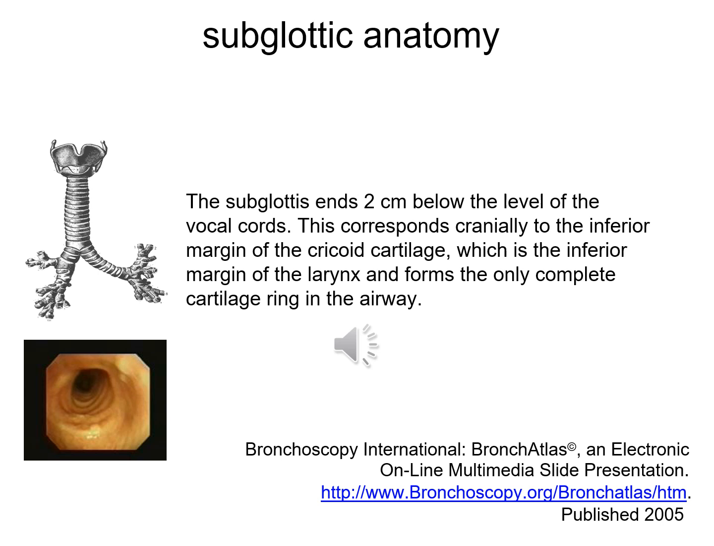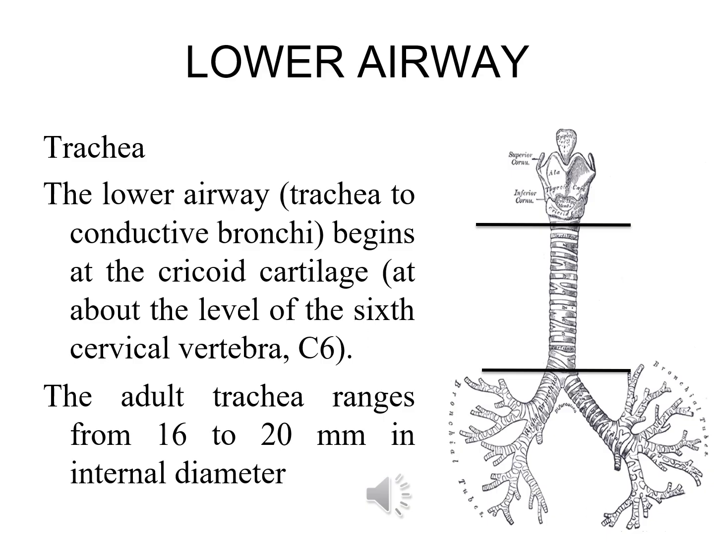Subglottic anatomy. The subglottis ends 2 cm below the level of the vocal cords. This corresponds cranially to the inferior margin of the cricoid cartilage, which is the inferior margin of the larynx and forms the only complete cartilage ring in the airway.